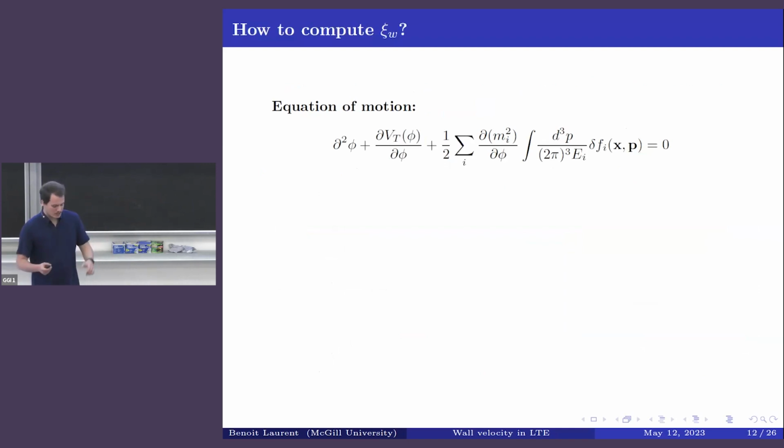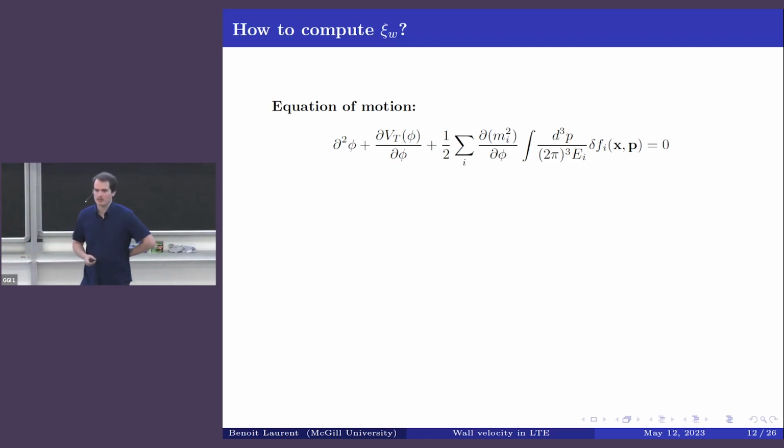So now that we have this type of solution, we would like to actually compute the wall velocity. So how can we do that? We need a third equation, which generally will be the equation of motion for the scalar field. Already this is much more complicated than the matching equation that we had before, simply because this is a differential equation that we need to solve everywhere inside of the wall, not just at the two boundaries. And also it depends on delta F, unlike the matching equation, because delta F inside the wall is not necessarily zero.